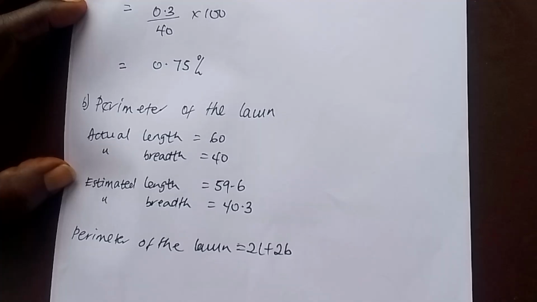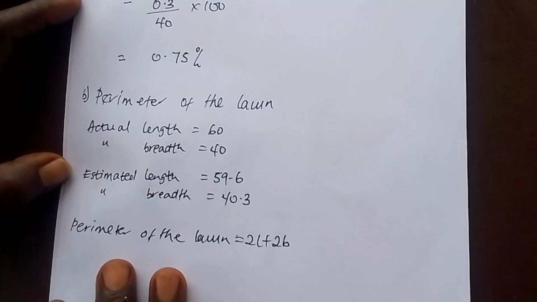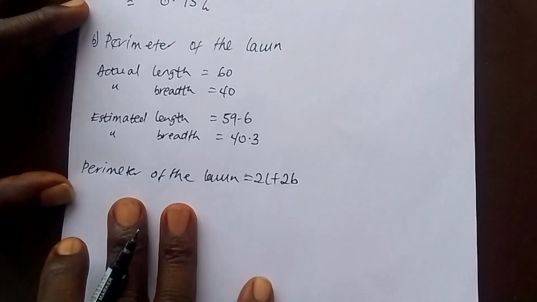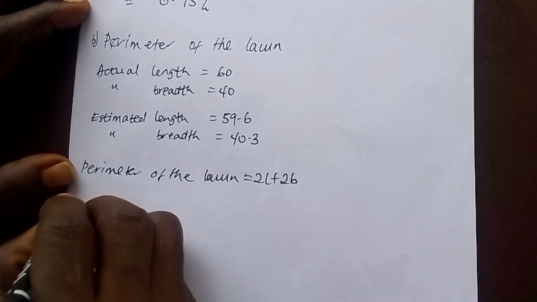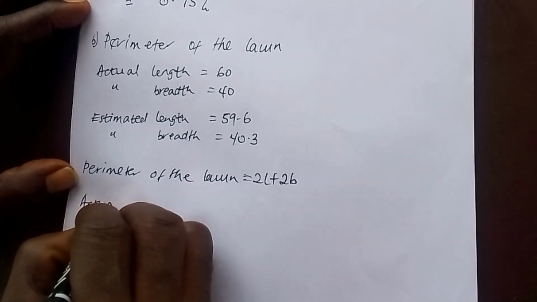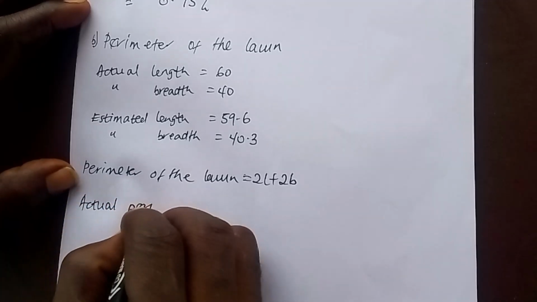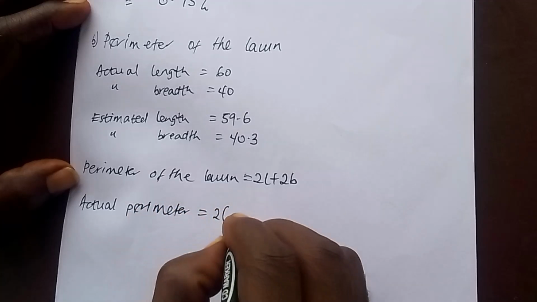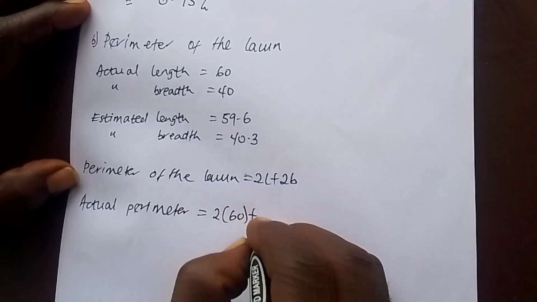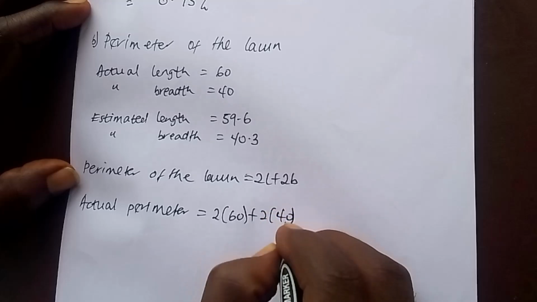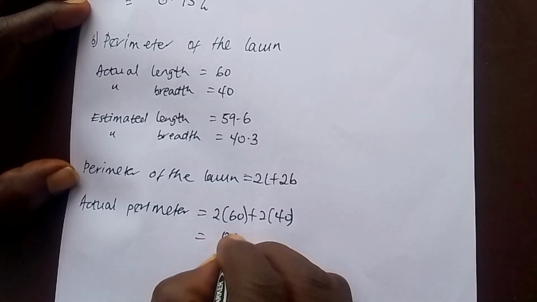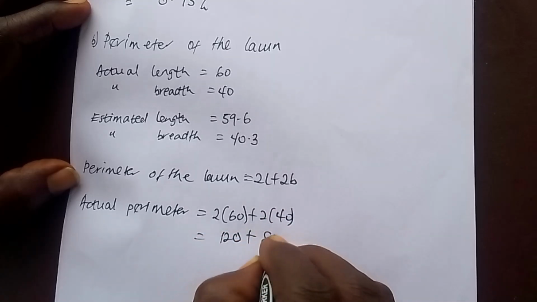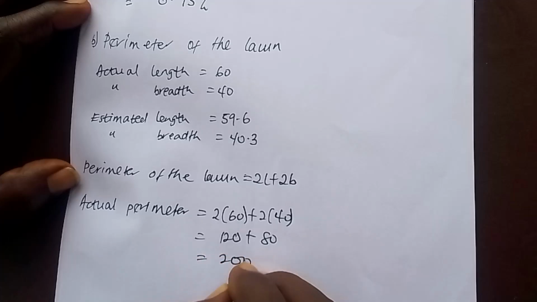So here we need to find the actual perimeter, and then we need to find the estimated perimeter. To find the actual perimeter, we just use the actual length and the actual breadth. So the actual perimeter is equal to 2 times 60 plus 2 times 40, which gives us 120 plus 80, giving us 200 meters.